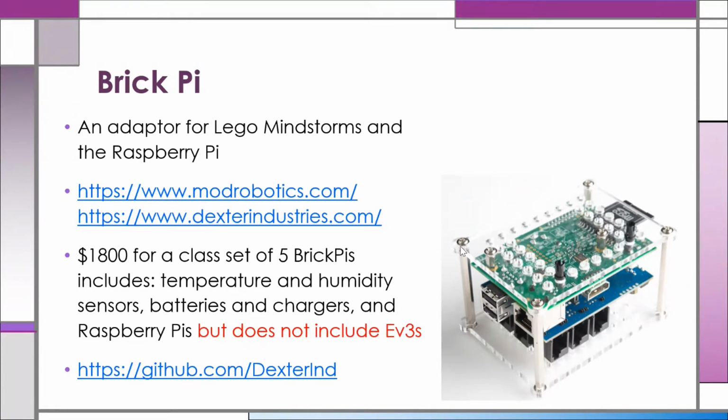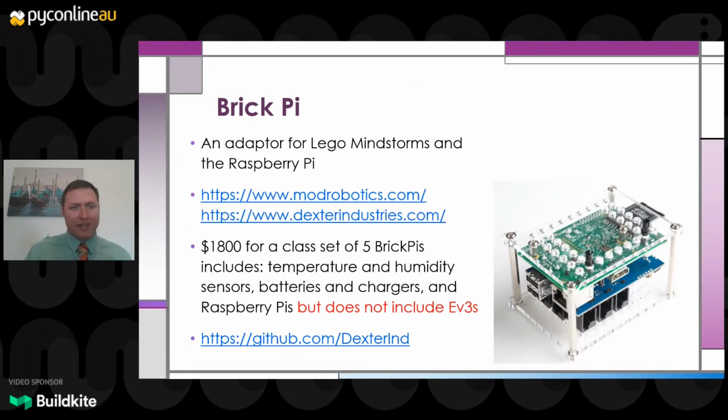So I've got the price there for it. The only thing is it doesn't include the EV3s themselves. But in some ways, I've leveraged it so that I've already got the equipment for the Lego robots. We've got about 22 Lego robots at my school. So it didn't cost that much to then get the Brick Pis and the Raspberry Pis which come with it as part of that package. So I've kind of saved myself money as well.